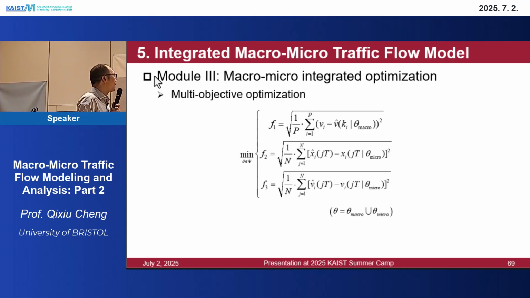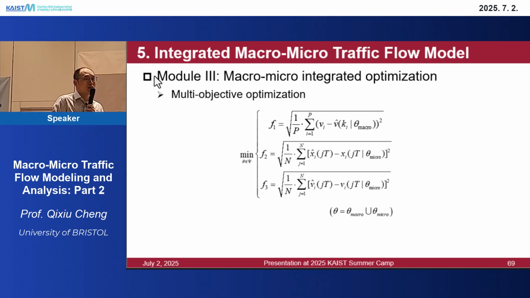Now we will have the integrated optimization framework. We have 3 objective functions. F1 is for the macro model. F2 and F3 are for the micro car-following model. And psi is the feasible region for all parameters, theta. Theta is a joint union of macro parameters and micro parameters, because in the analysis we have some physical meanings, physical connections between the macro model and micro model's parameters.